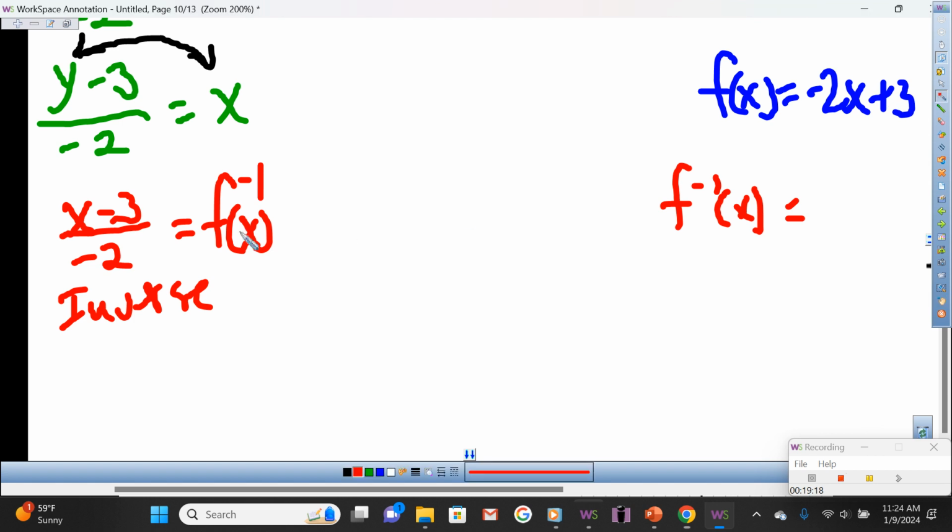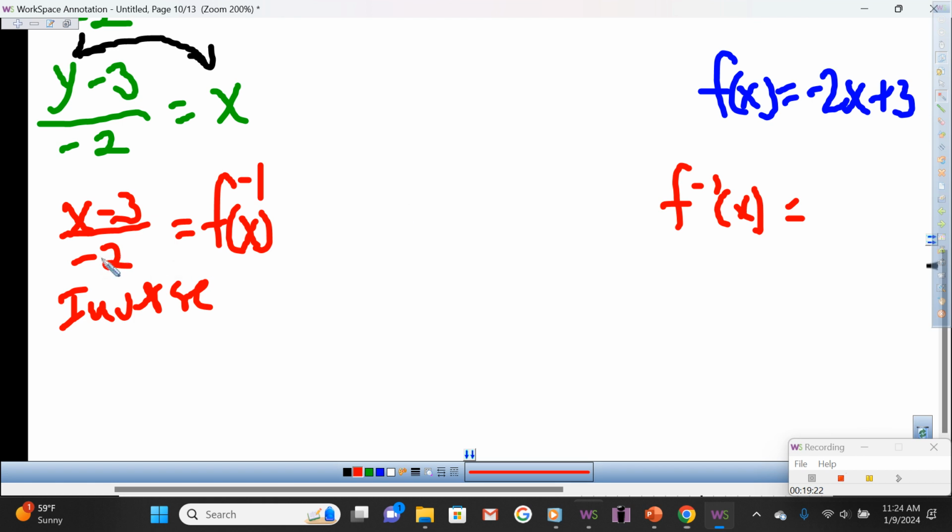Look up. I need to make this look like this. Look up really quick. I need to make this look like that. Write your utensils down really quick. Let me show you again.